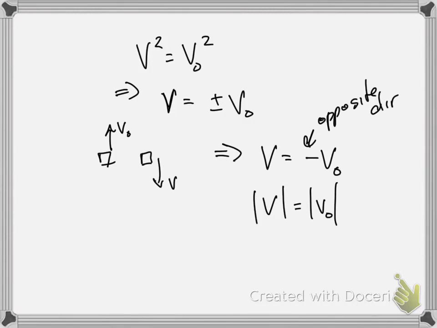So in conclusion, when I throw something up, if it's only under the influence of gravity, when it comes back down, regardless of how hard I throw it, regardless of how fast I throw it, regardless of how high I throw it, when it comes back down to the same place, it's got to be going at the same speed in the opposite direction. That's what the kinematics tells us.